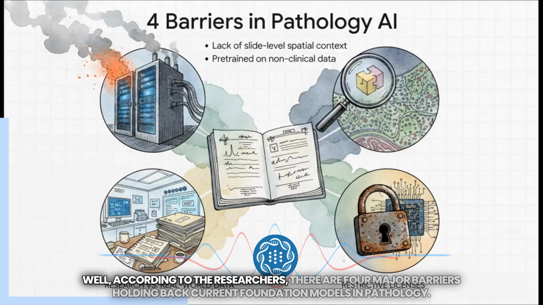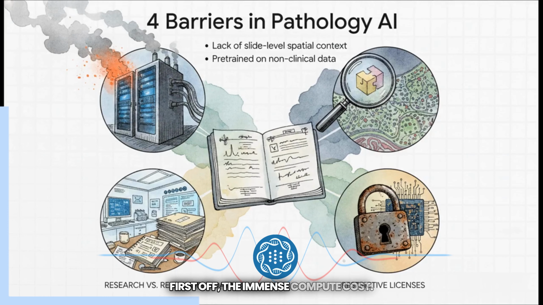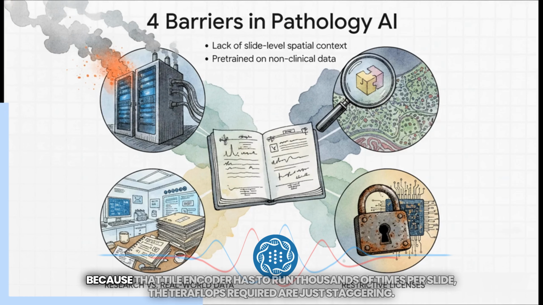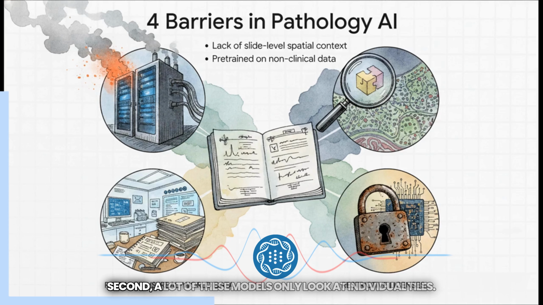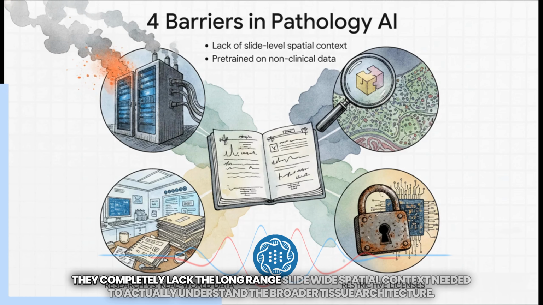Well, according to the researchers, there are four major barriers holding back current foundation models in pathology. First off, the immense compute cost. Because that tile encoder has to run thousands of times per slide, the teraflops required are just staggering. Second, a lot of these models only look at individual tiles. They completely lack the long-range, slide-wide spatial context needed to actually understand the broader tissue architecture.